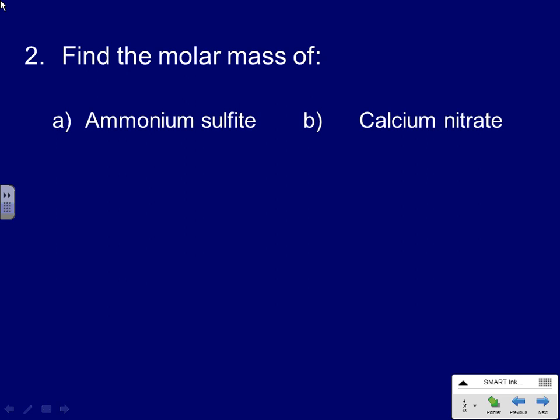So ammonium sulfite, that's just to be mean, just to see if we're on the ball, right? I changed it to a sulfite. That's kind of mean on that. Ammonium, what's the formula for ammonium? Yep, NH4. NH4, what's a sulfite?